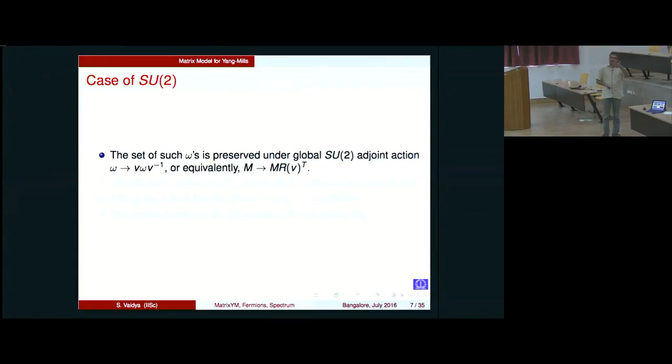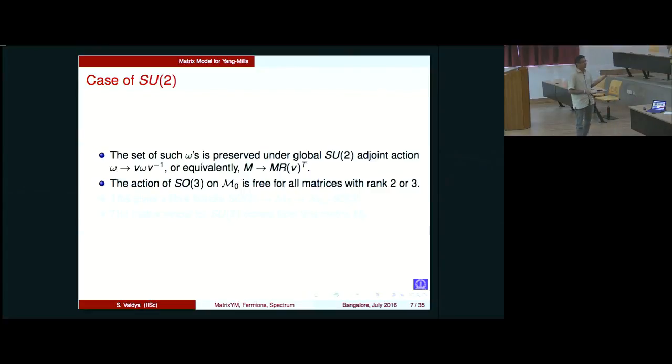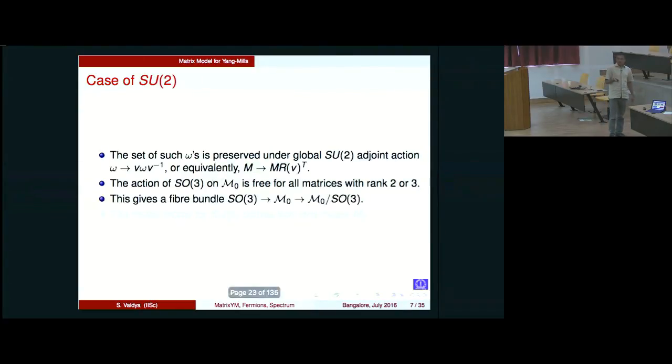So these left invariant connections that they are looking at transform under the global adjoint action, like I've written down. Because it's the adjoint action, the adjoint group corresponding to SU(2), which is SO(3), the action of SO(3) on the space of connections M0 is free for all matrices that are of rank 2 or 3, but not matrices of rank 1. So they restricted their attention to matrices of rank 2 or 3, and this gives you a fiber bundle, with SO(3) as a structure group, and the base space, which is the space of all constant left invariant connections, as M0 mod SO(3). And what they showed is that this bundle is twisted.